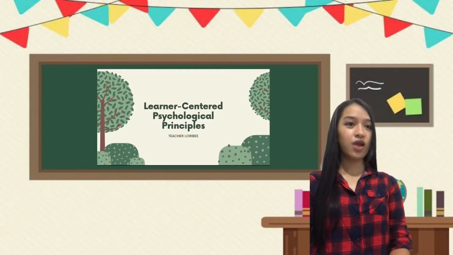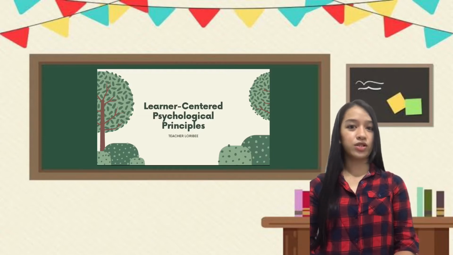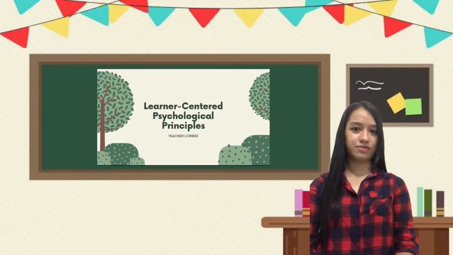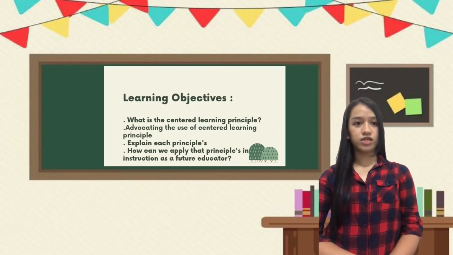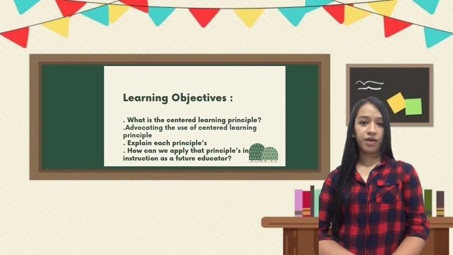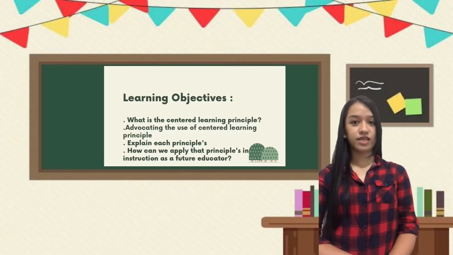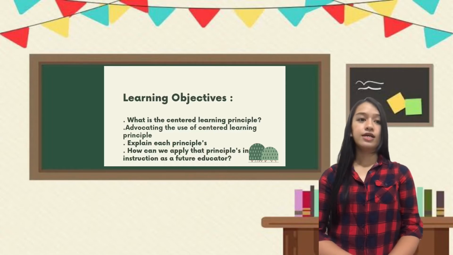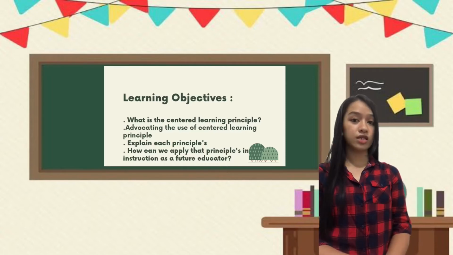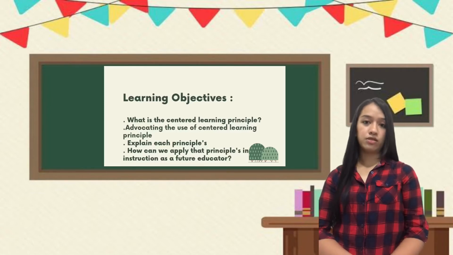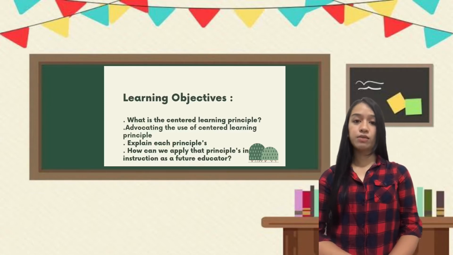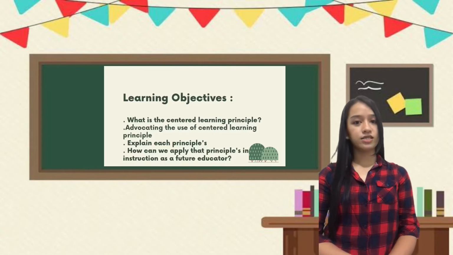So for today, we are going to learn about the learner-centered psychological principles. Before we start, we need to be guided by our learning objectives for this topic. The first learning objective is to know what the learner-centered psychological principles are. Second, advocating the use of the learner-centered psychological principles. Third, explain each principle. Fourth, how can we apply those principles in instruction as future educators?